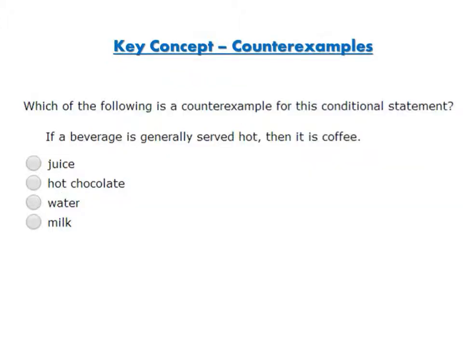Here's our first example. Which of the following is a counterexample for this conditional statement? If a beverage is generally served hot, then it is coffee. Remember that our hypothesis comes right after if. So we're assuming that it's a hot beverage, but the conclusion is false. So we have to find something that's a hot beverage, but is not coffee.